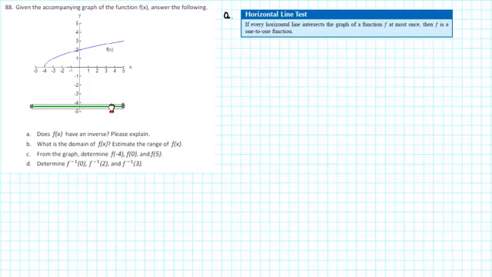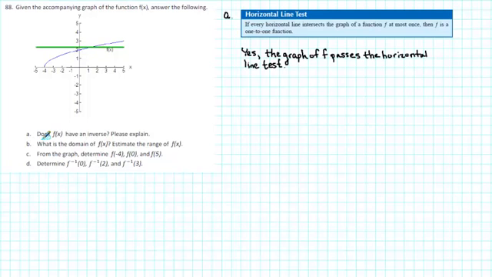In this case, we see that if y is less than 0, a horizontal line does not intersect the graph of the function. But if y is greater than or equal to 0, then a horizontal line intersects the graph of the function exactly once. So it is the case that every horizontal line intersects the graph of the function in at most one place. Therefore, f is one-to-one and has an inverse function.